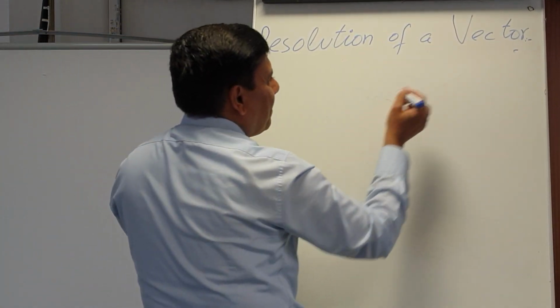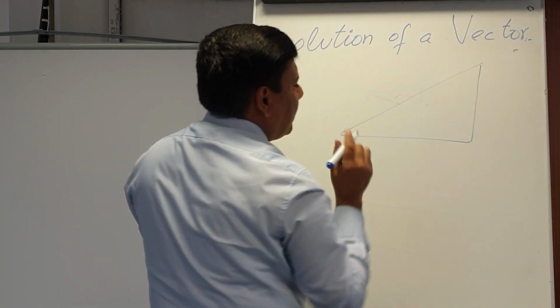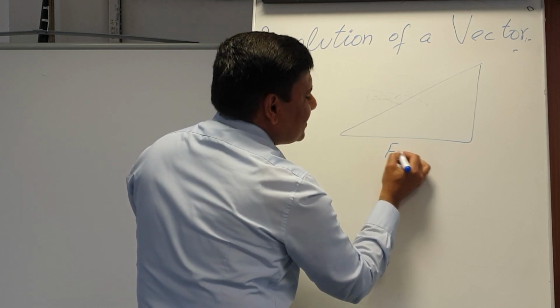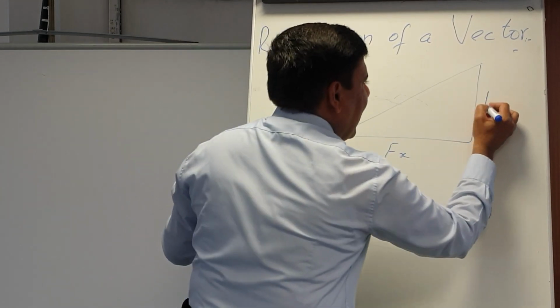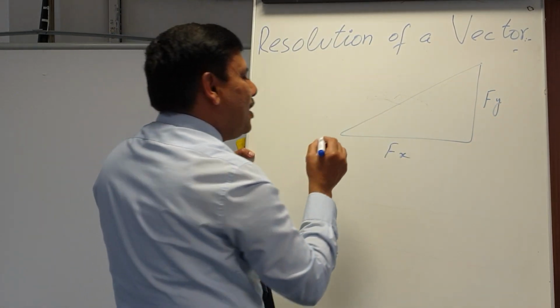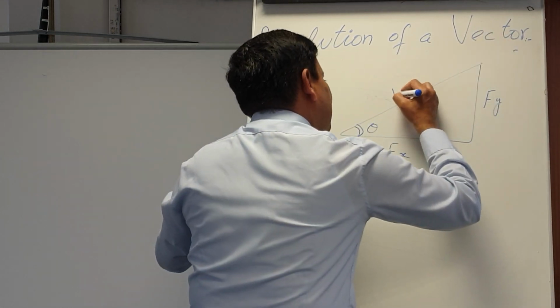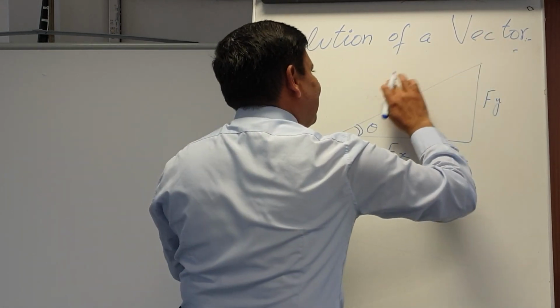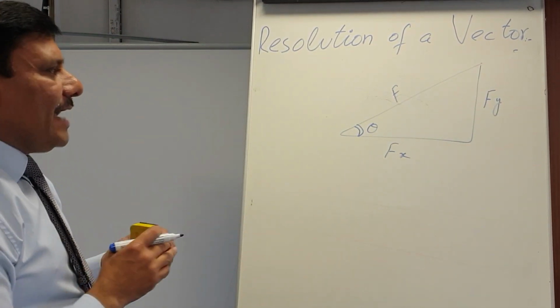For that, suppose a right angle triangle, and fx, the magnitude of the x component, is given. Fy, the magnitude of the y component, is also given. But you have to find out this theta, and you have to find out this resultant vector, the value of the hypotenuse.